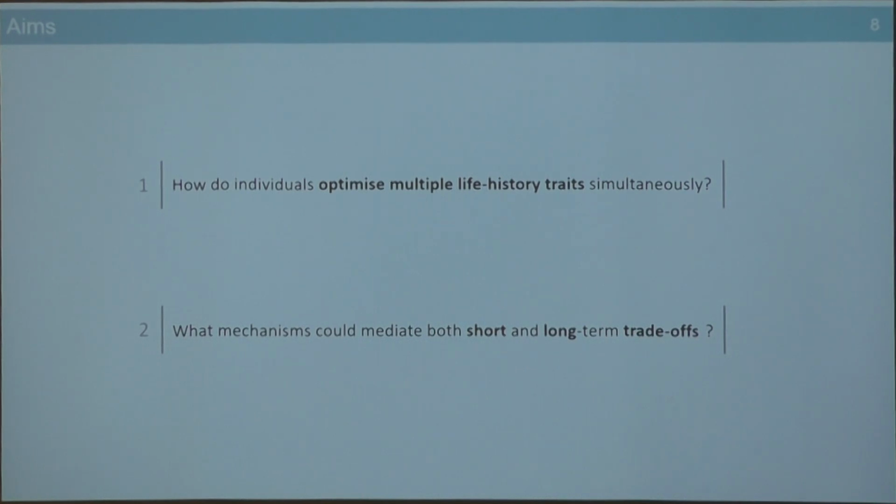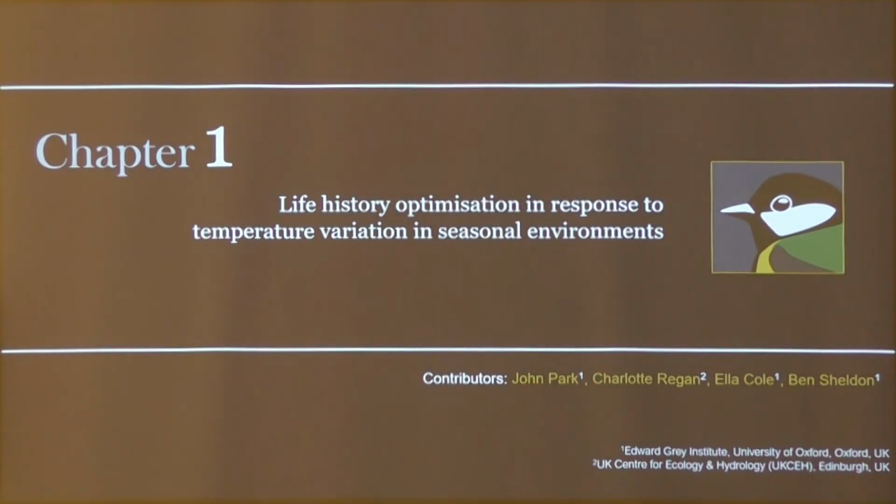So, to remind you all of the two main aims of my thesis, I looked at how individuals optimize multiple life history traits simultaneously, and then looked at the mechanisms that might underlie both short and long-term trade-offs. So, to address the first question, I looked at how life history traits are optimized in response to temperature variation in seasonal environments.